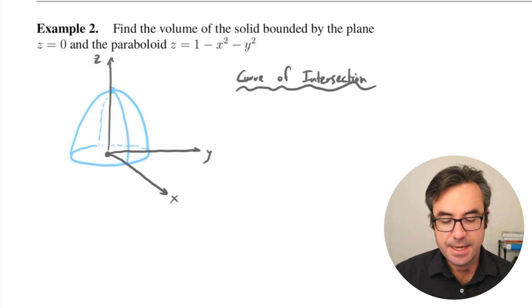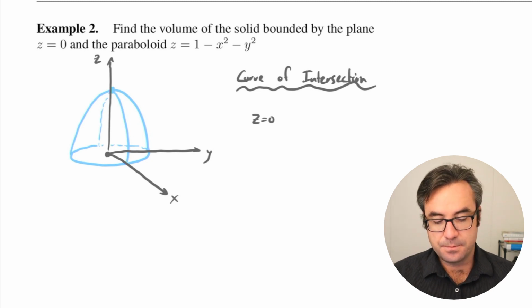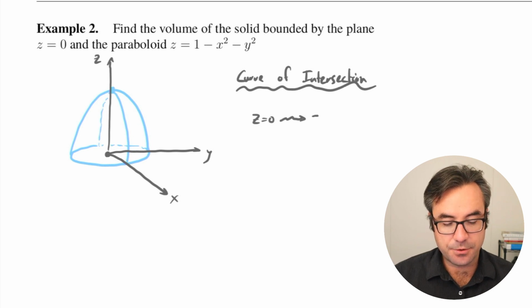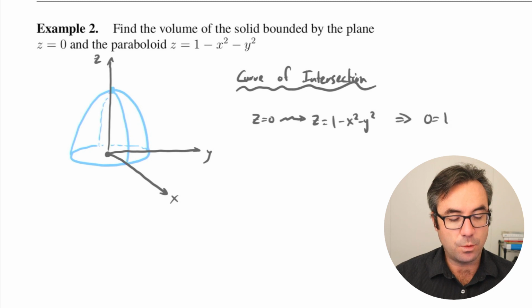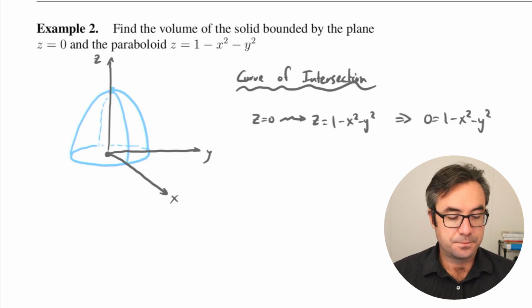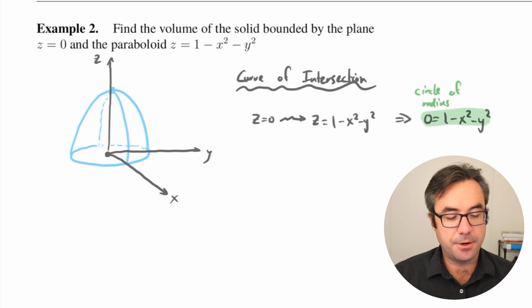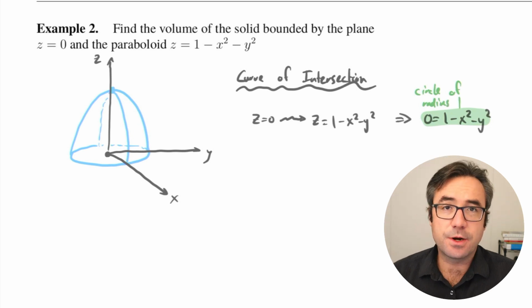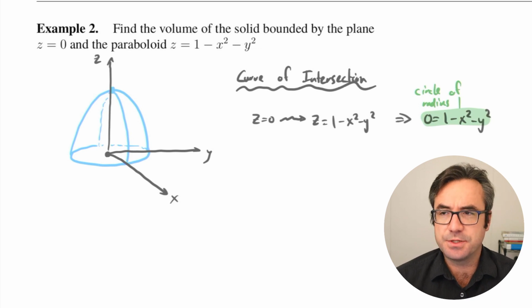So we're just going to plug that into our other equation, z equal to 1 minus x squared minus y squared, or we set these two equal to each other, and we end up with the equation 0 is equal to 1 minus x squared minus y squared. Now this is a circle of radius 1. And to see it a little bit better, you could get the x squared and the y squared over to the other side, so then you have x squared plus y squared is equal to 1.